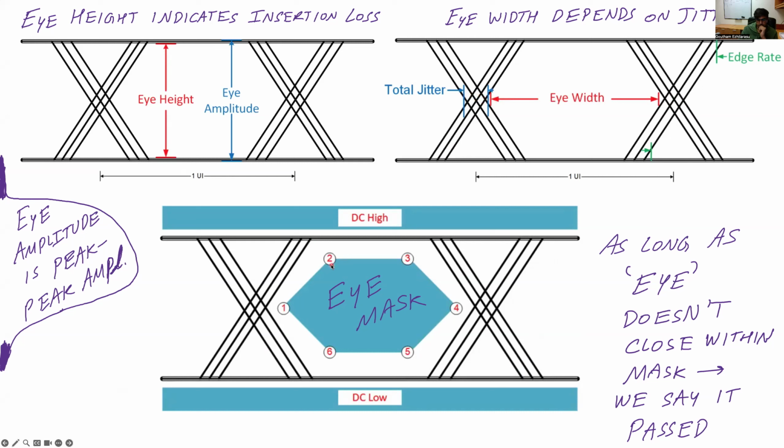And so now you can basically define the so-called eye mask, which is a kind of polygon. And what we can say is that as long as the signal, both in eye height as well as in eye width, is outside this eye mask, then we say that the signal has satisfied signal integrity. Why can we say this?